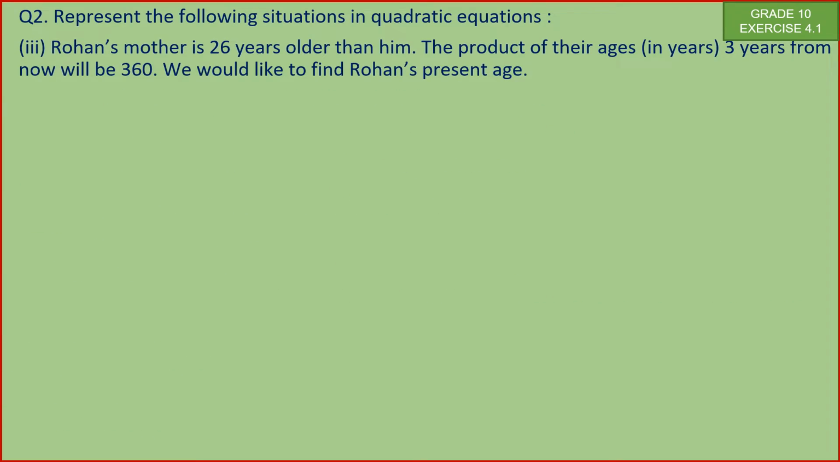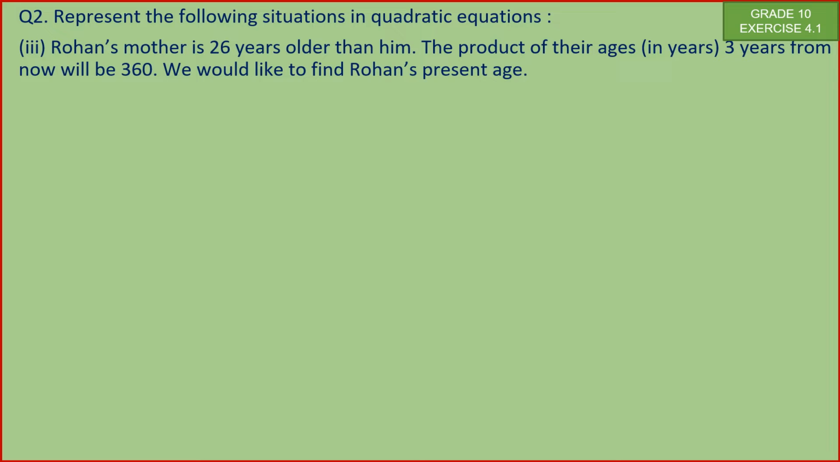Hi everyone. So today we are going to see the second question of exercise 4.1. It is a continuation of our last question. So the question remains the same: to represent the situations in quadratic equations. And the question is, Rohan's mother is 26 years older than him. The product of their ages 3 years from now will be 360. We would like to find Rohan's present age.